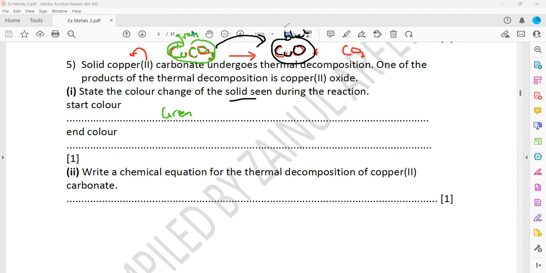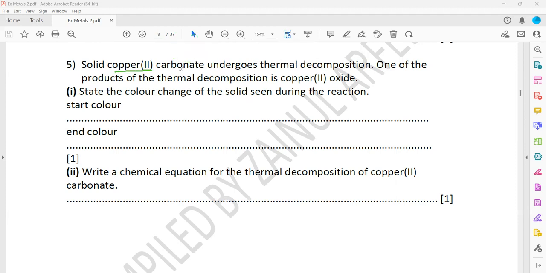The question is, solid copper carbonate undergoes a thermal decomposition. That means we are supplying heat energy to copper carbonate, so it decomposes and breaks down. In a thermal decomposition, we have one reactant and more products. Copper carbonate turns into copper oxide plus carbon dioxide. The question is, state the color change of the solid during this reaction.